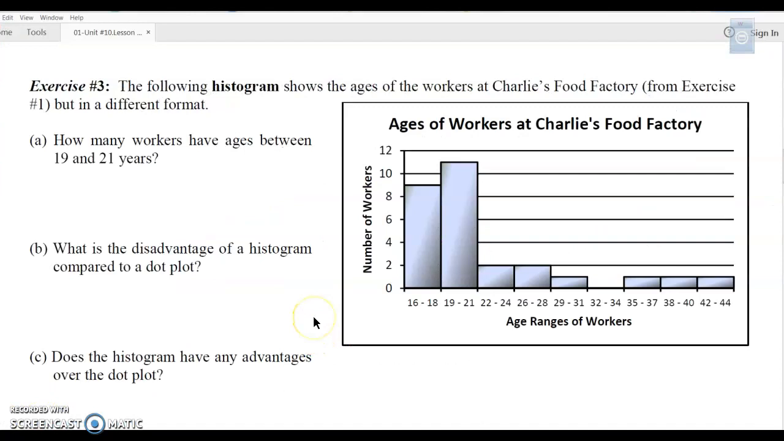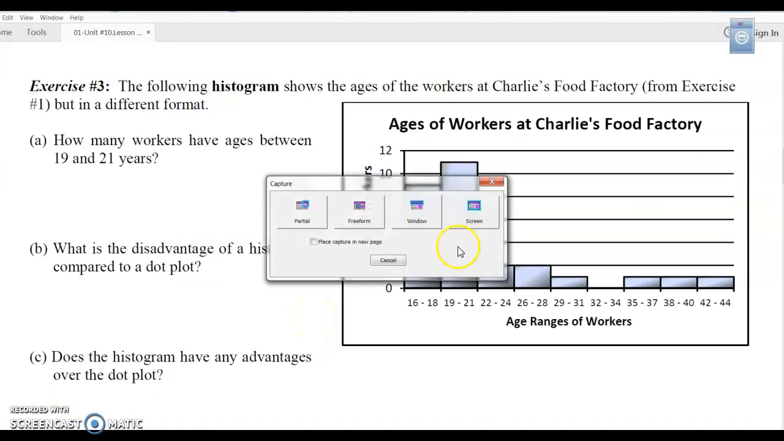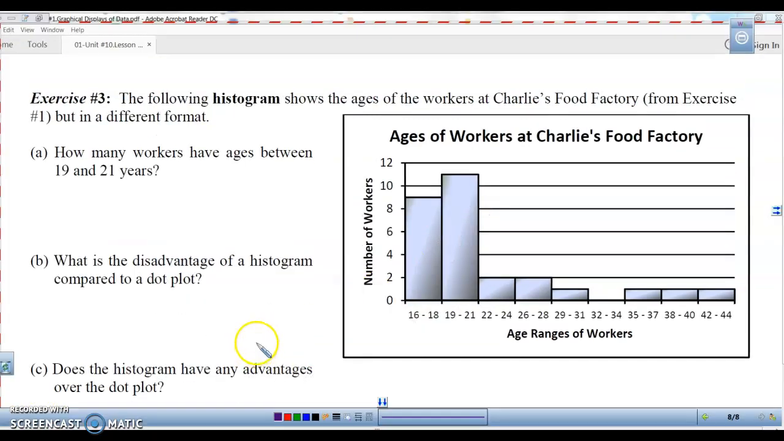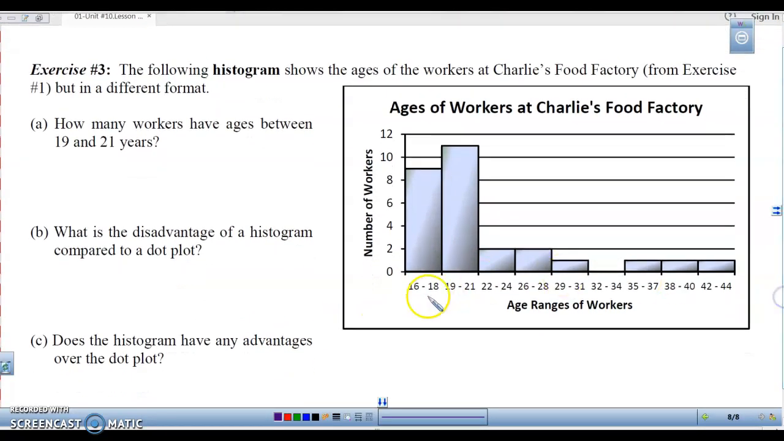All right, now let's look at another kind of pattern for data. We see this as a graph of a histogram. You may have done this in science class possibly, or other classes too. The following histogram shows the ages of workers at Charlie's Food Factory. The same one we just did in the dot plot, but in a different format.